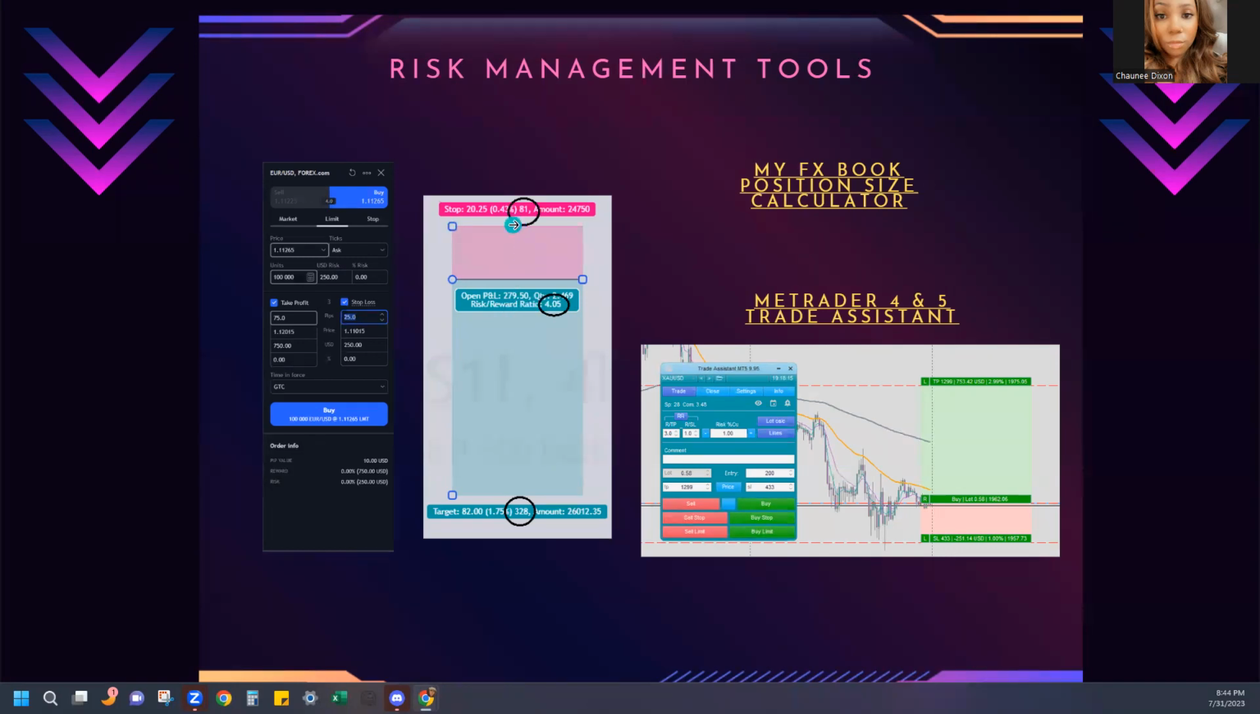And then right here, this is actually on the futures, but we're going to pretend it's a currency pair. 81 pips, and then down here 328 pips. So if you use your long or short position tool on TradingView, you can plug these numbers in the corresponding fields here.